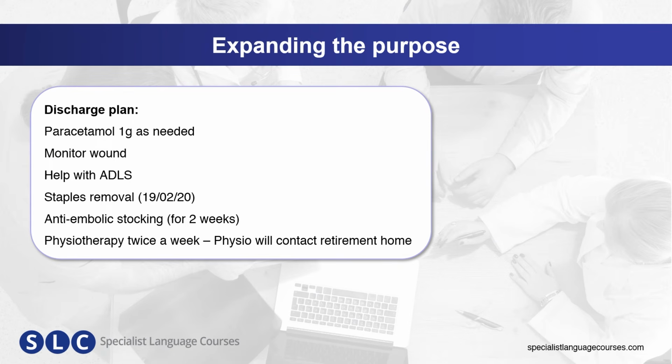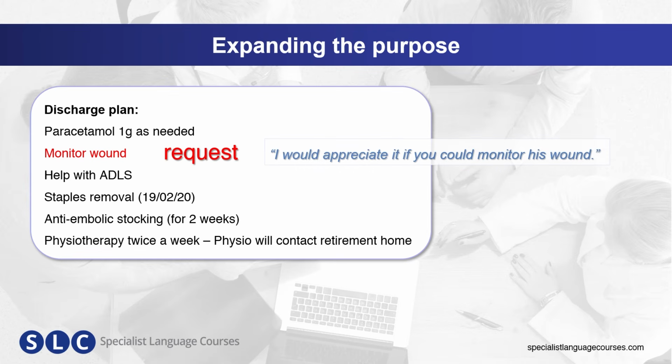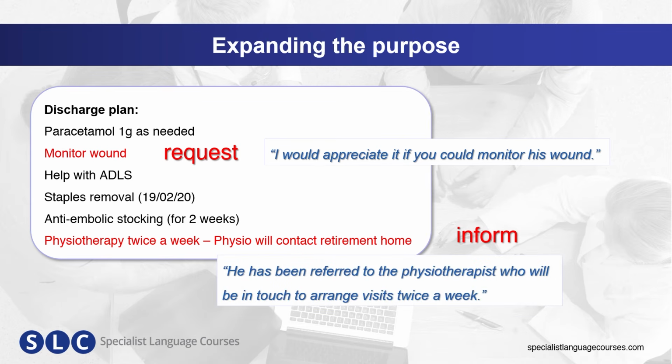So the general purpose is ongoing care, so you then need to provide specific details. In this case, they are presented in the discharge plan. Notice that there are several pieces of information to include. For some information, you will need to request action. For example, I would appreciate it if you could monitor his wound. For other information, you need to just inform the reader. For example, the physiotherapy sessions. He has been referred to the physiotherapist who will be in touch to arrange visits twice a week.